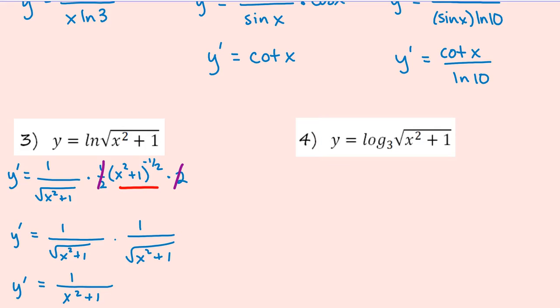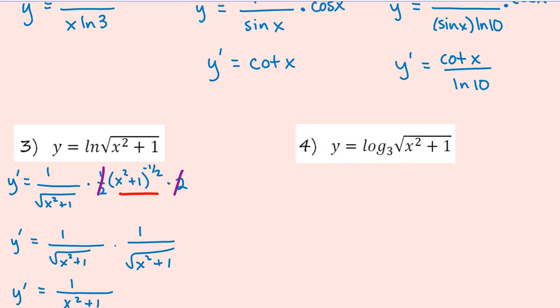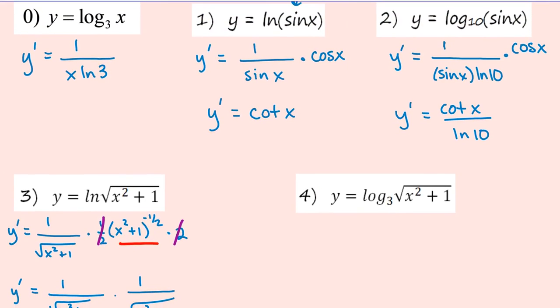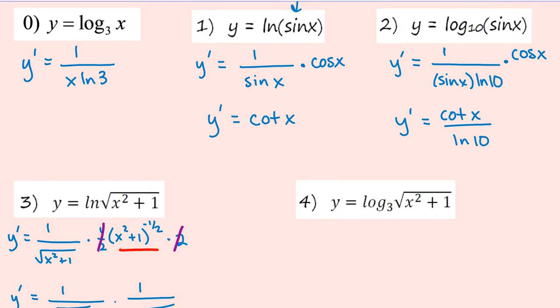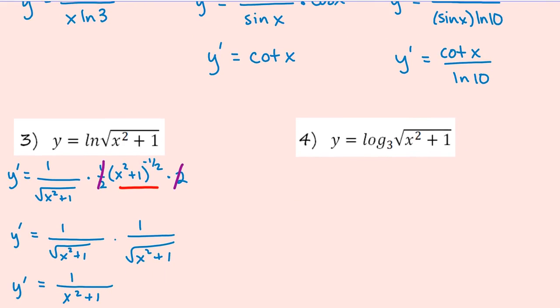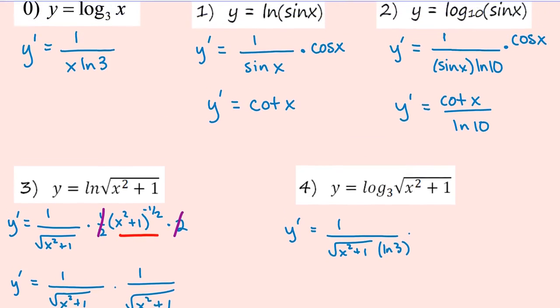And then number 4. So this one is like number 2 because we have some other kind of logarithm, which is not a natural log, and then it's also like number 3 because we have the inside function to deal with. So the difference between 3 and 4 is that we need not just 1 over the square root of x squared plus 1, but we need to multiply that by the natural log of 3.